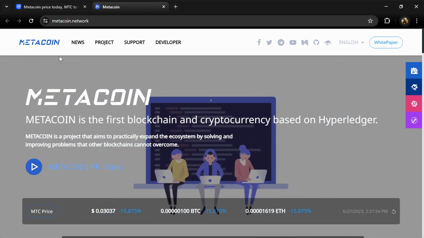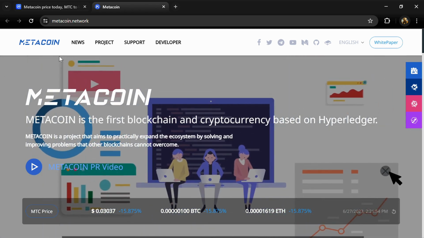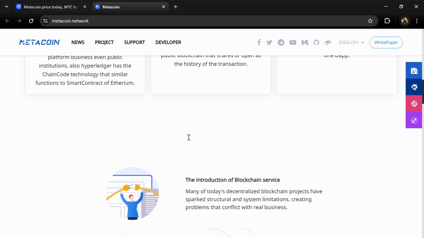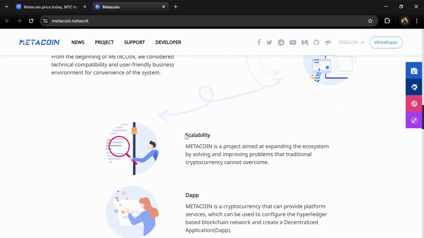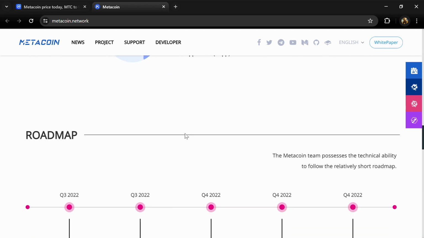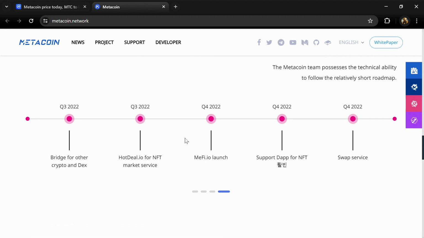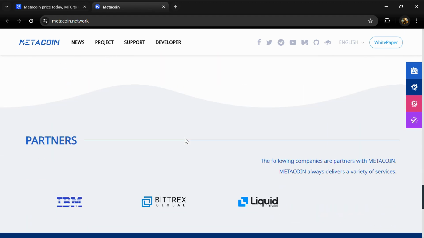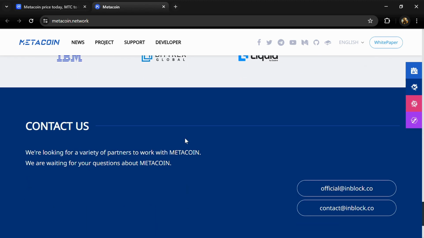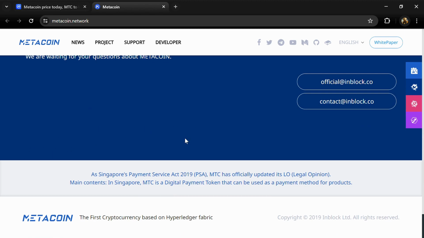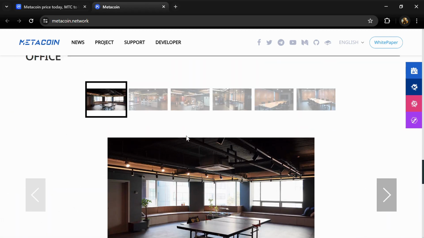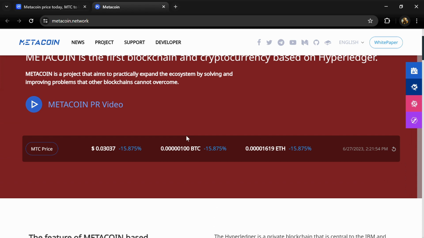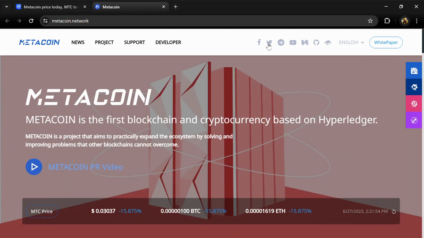According to the white paper, Metacoin is the coin with a mainnet utilizing a Hyperledger Fabric. The Metacoin team supports Meta token ICOs of potential business models and expands services that can actually be run. Metacoin is the first blockchain and cryptocurrency based on Hyperledger. Metacoin is a project that aims to practically expand the ecosystem by solving and improving problems that other blockchains cannot overcome.